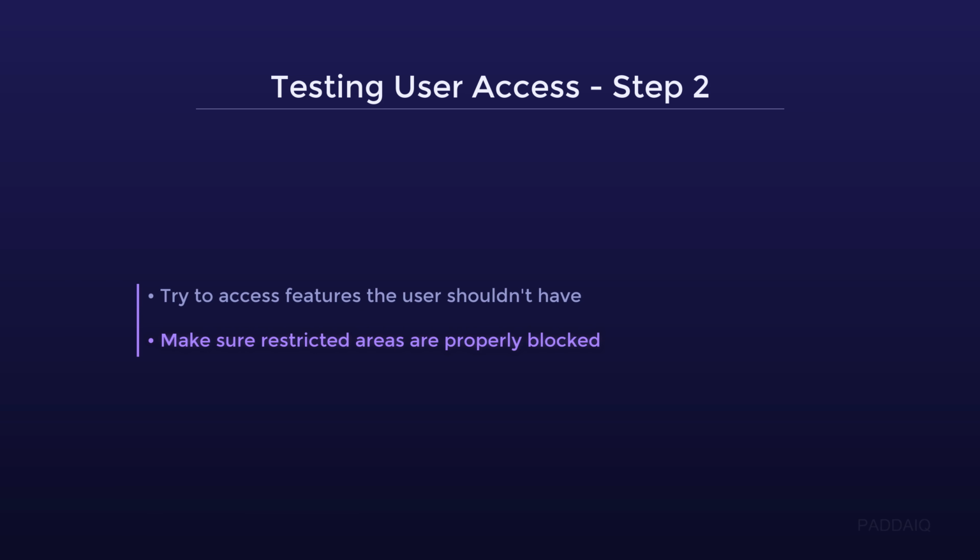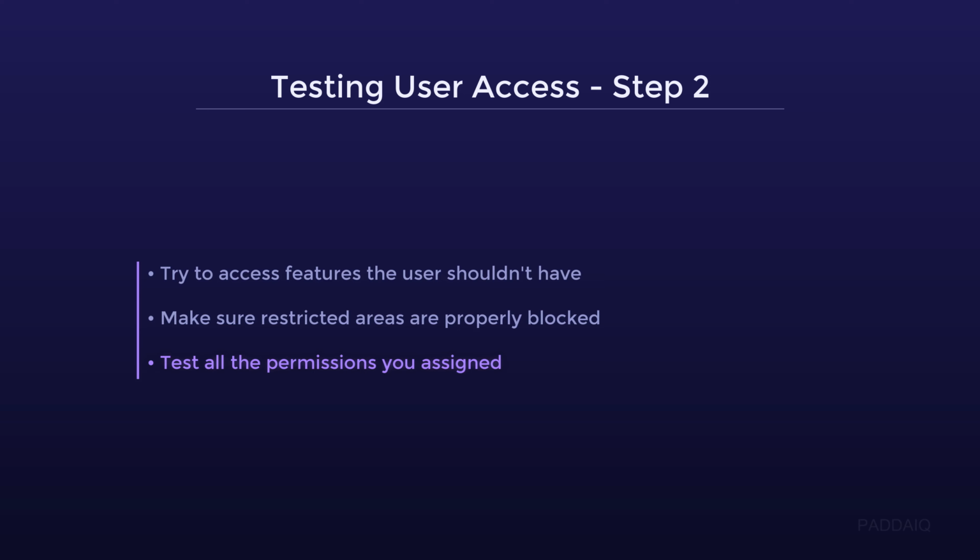Make sure restricted areas are properly blocked. This means ensuring unauthorized users cannot access sensitive parts of your SAP BTP application. For example, only HR staff should view employee salary data, not all employees. Properly configuring this protects confidential information and maintains security compliance in your cloud environment.